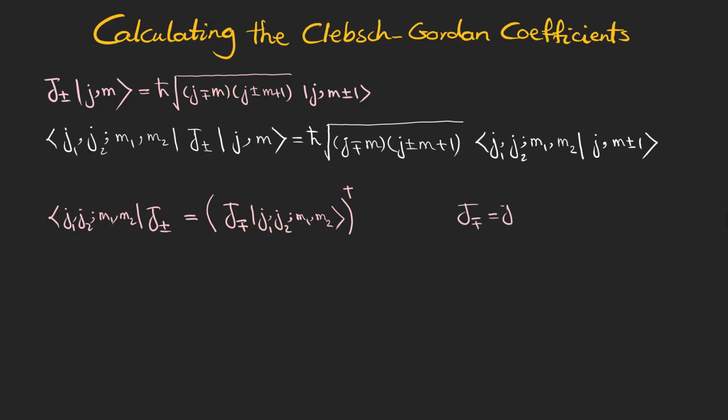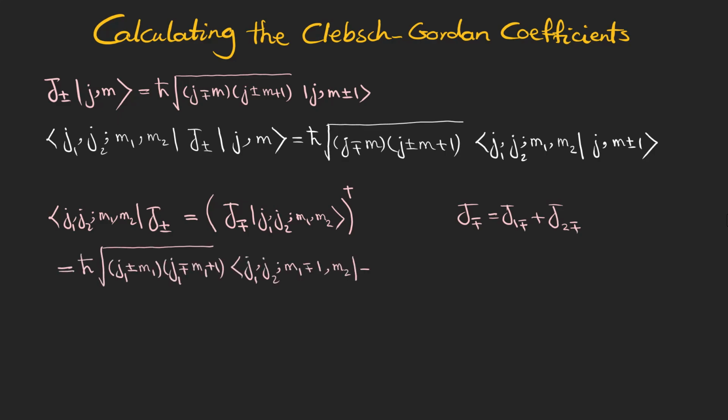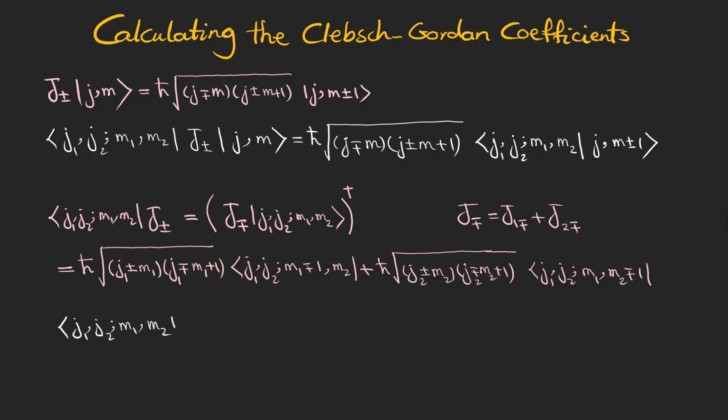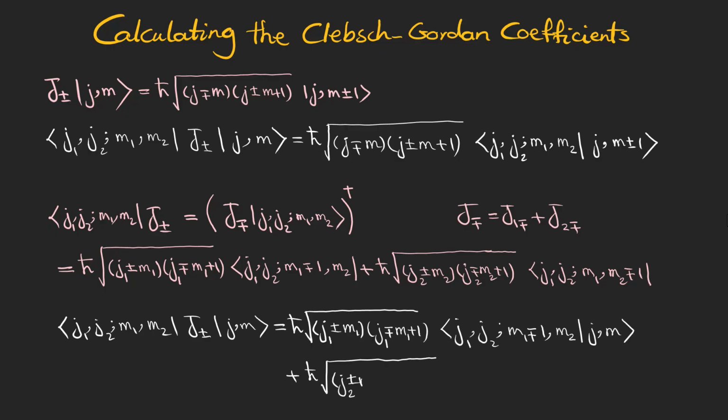And here we need to use the operators associated with the uncoupled states. So when these operators act on the uncoupled states, they give two terms, one of which increases or decreases m1, and the other changes m2 by 1 unit. Now we want to use these operators on the left, which are the uncoupled states, and we get another expression that involves Clebsch-Gordan coefficients.